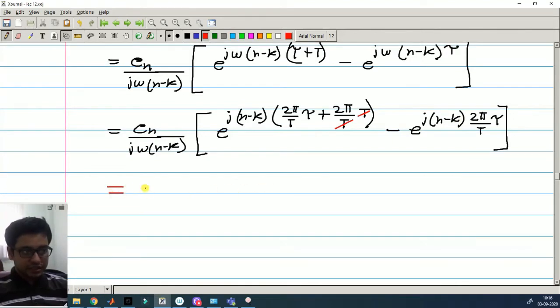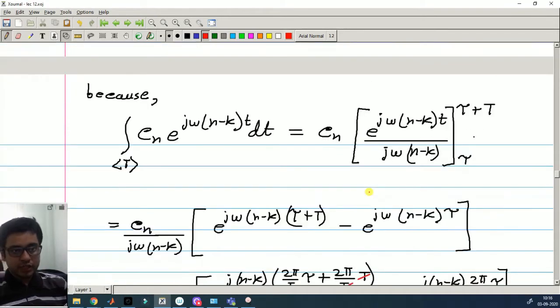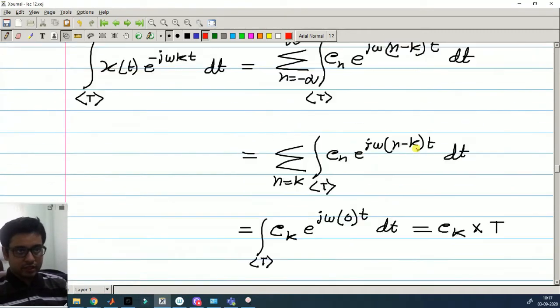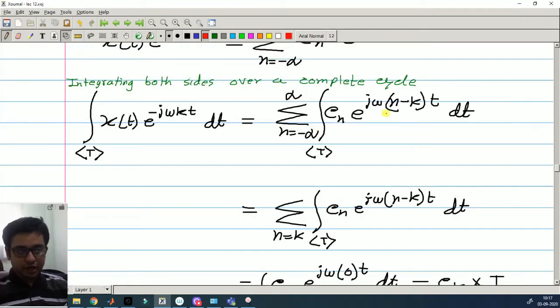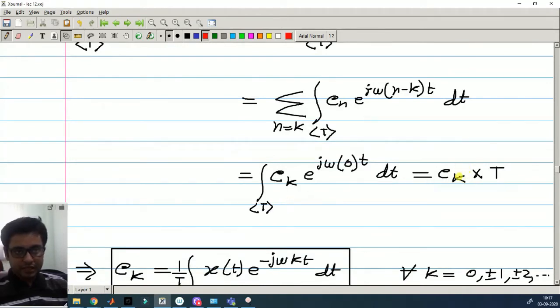This is equal to 0, but only if n and k are not equal. If n and k are equal, then here in this integration we cannot divide by n minus k, or divide by 0. That's not possible. So here most of the terms are 0 and the only term that survives gives ck times t.